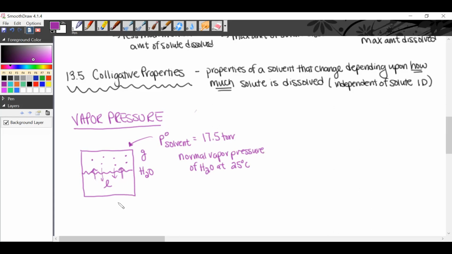Now here's the thing. When you dissolve anything in this liquid, let's say, back to our example up above, I dissolve 10 grams of NaCl in this 100 grams of water. If I dissolve the salt into the water, something's going to happen to this vapor pressure. It's going to go down. This is called vapor pressure lowering.